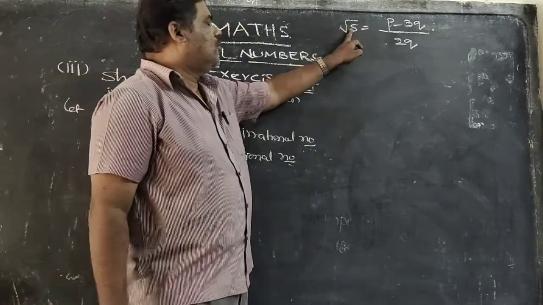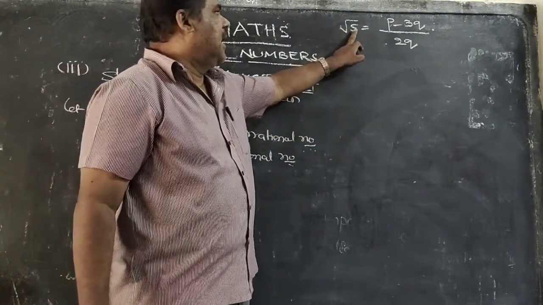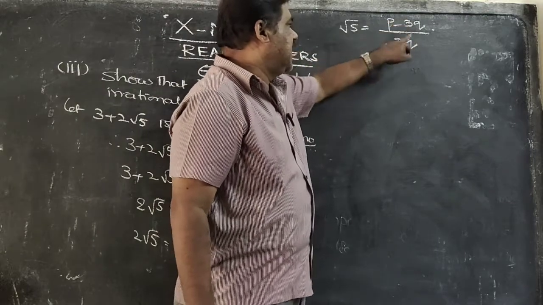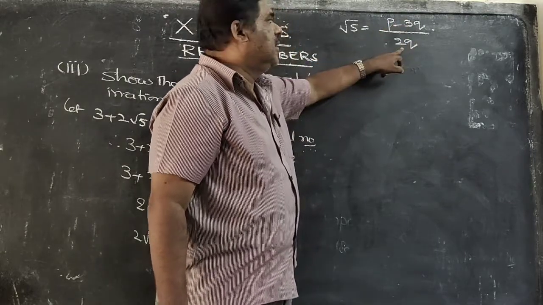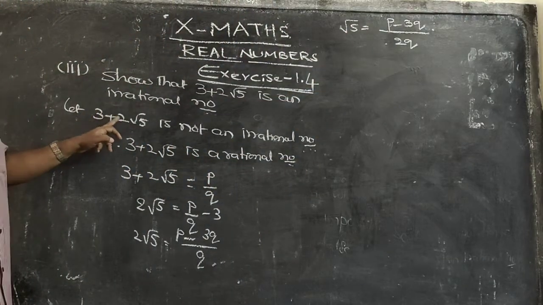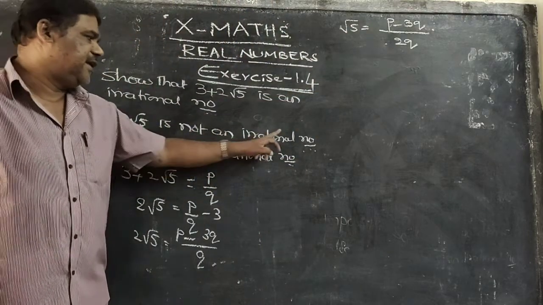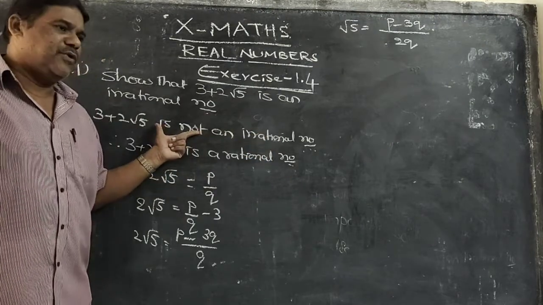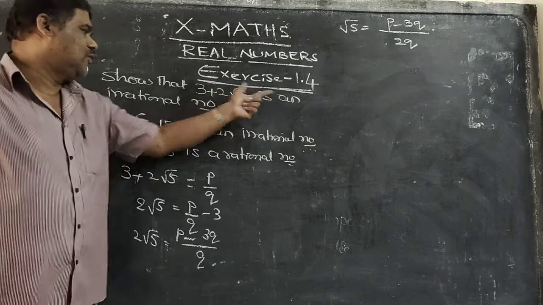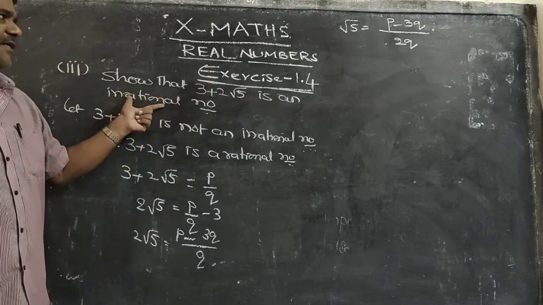We know that root 5 is an irrational number, and here it is in P by Q form. It is like a ratio. This is impossible. Therefore, our supposition is false. What is our supposition? 3 plus 2 root 5 is not an irrational number. This is our supposition, it is false. If it is false, then what is correct? 3 plus 2 root 5 is an irrational number, it is correct.